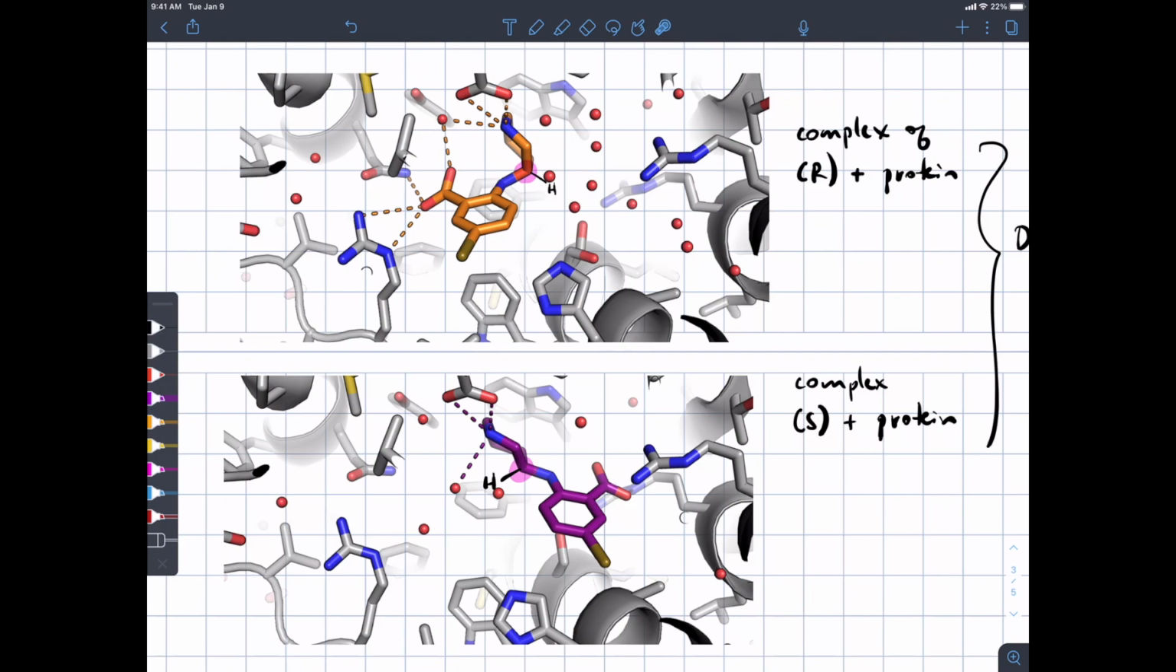Right. The chiral protein can tell the difference between the two enantiomers, in the same way that your right hand can discern between someone else's right and left hand.